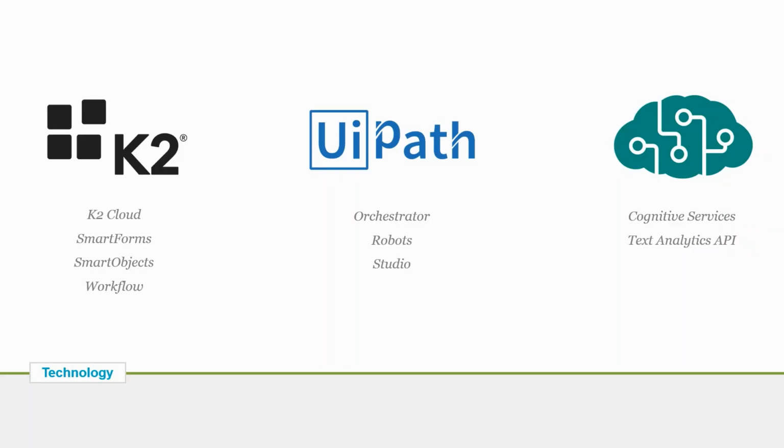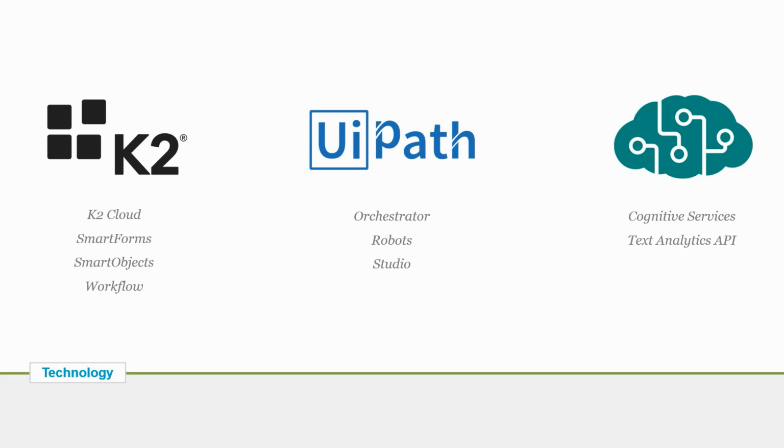Let's briefly talk through the tech we're using to build this demonstration. First, K2 Cloud, the latest release, along with our smart forms technology for building user interfaces, our smart objects, which are our integration layer and data layer to connect different systems together, and the workflow engine to push and pull tasks and coordinate a process on the K2 platform. So K2 is the front end and the integration layer that binds all the other processes together. We're using UiPath to do the document extraction.